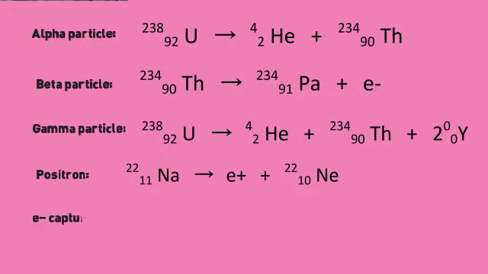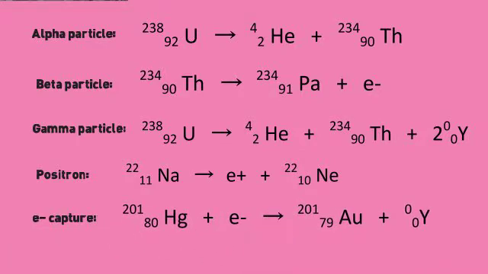An electron capture. This is when something gains an electron, but it's gaining it into the nucleus. So you shoot the electron into the nucleus. Please note it gives off a gamma particle and the atomic number changes.